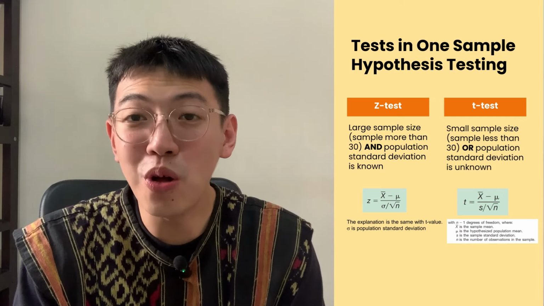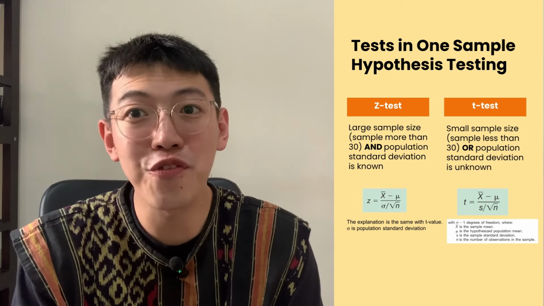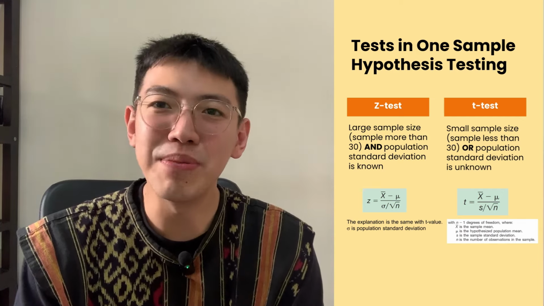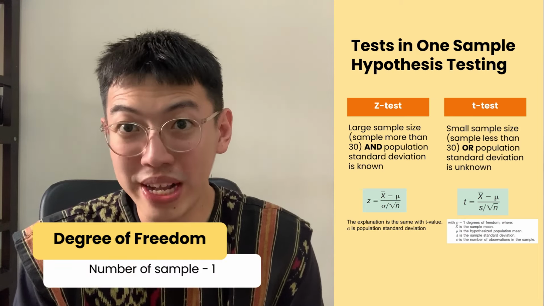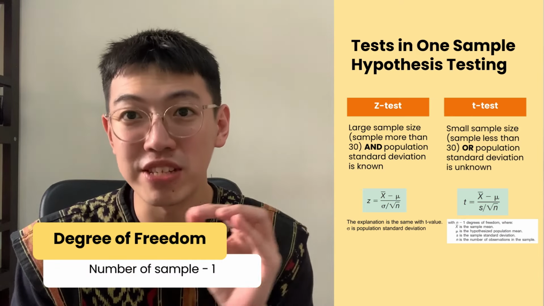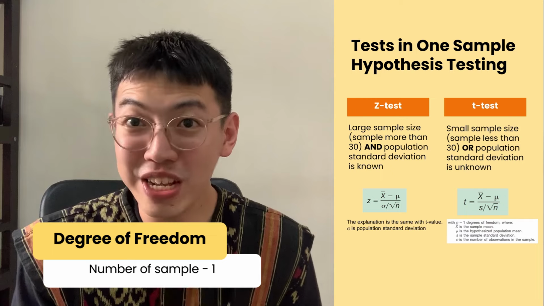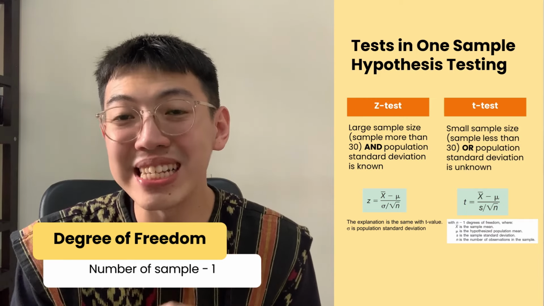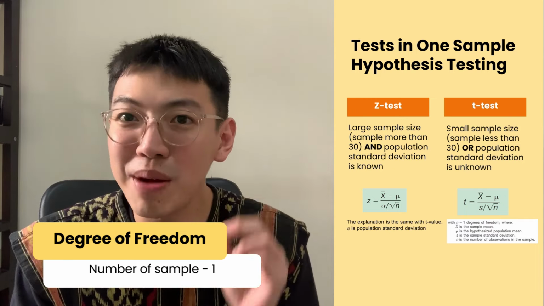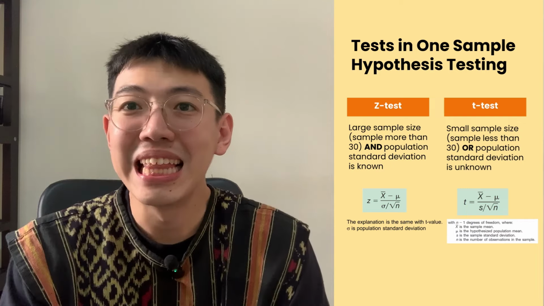In T-test, we also know about degree of freedom. Degree of freedom equals n minus 1. And here n is the number of sample. So, degree of freedom in one sample hypothesis testing will be equal to number of sample minus 1. Let's discuss directly the first sample question.